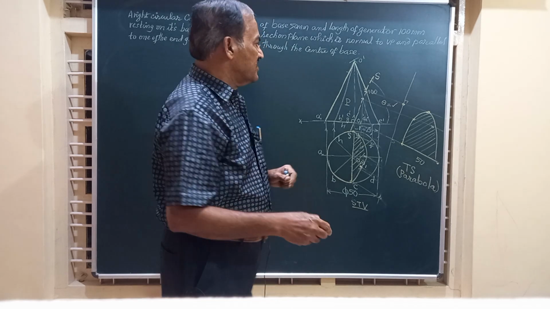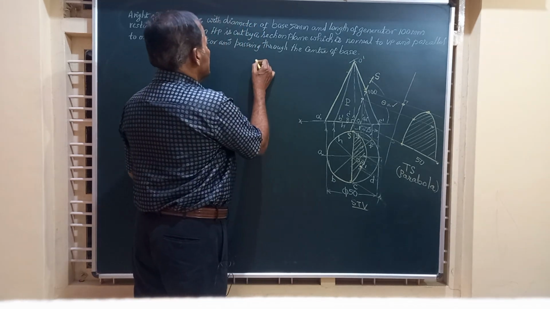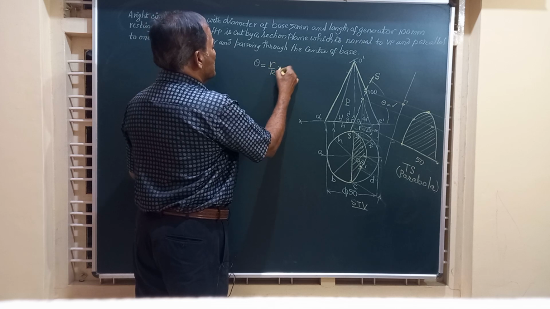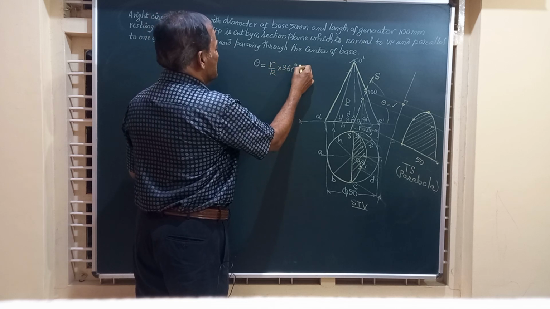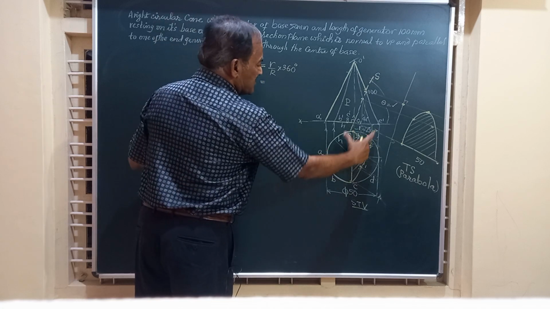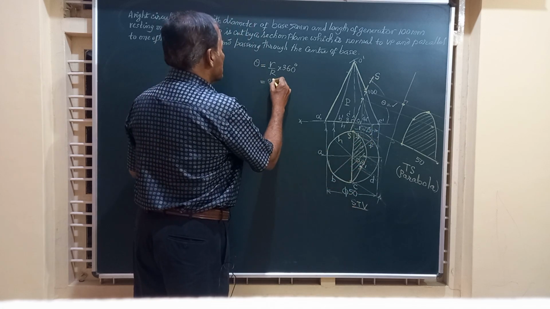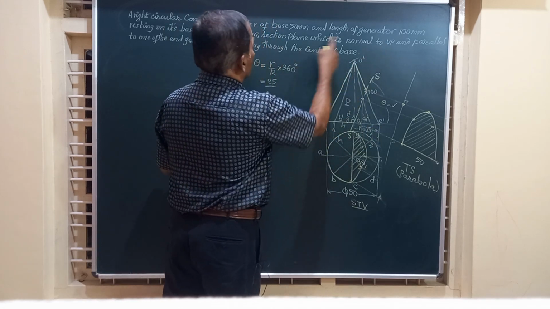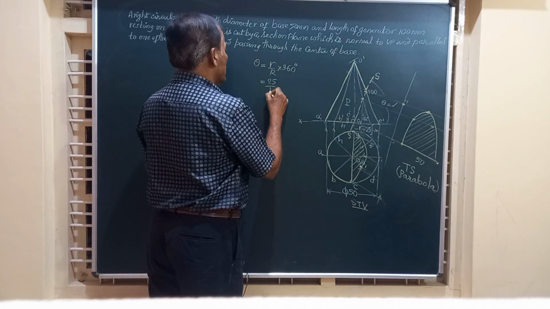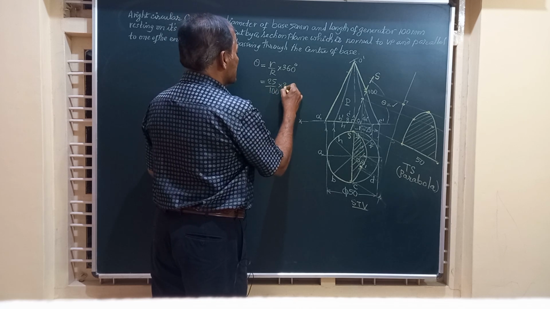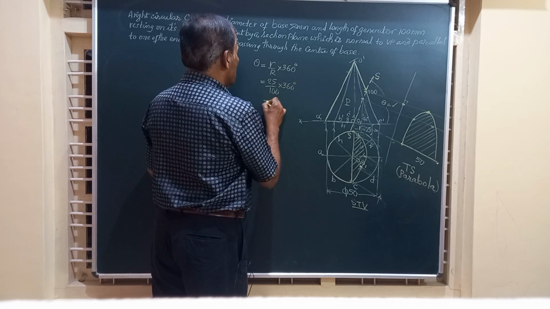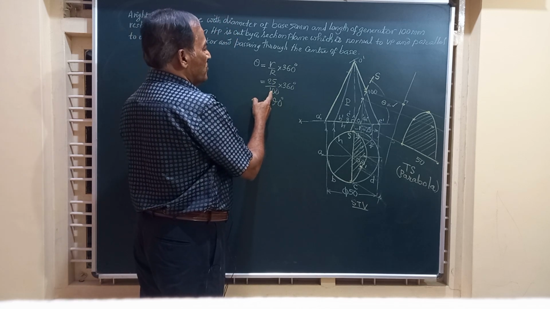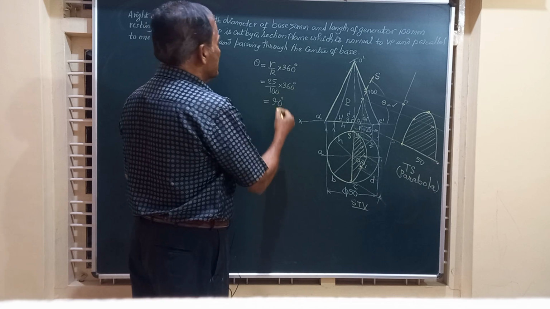That is the true length of the generator. So the angle theta, the included angle, is given by the formula r by R into 360. Friends, r is given to be, this is diameter 50, radius is 25, and the length of the generator is specified in the problem as 100 mm, multiplied by 360 is going to work out as 90 degrees, because this is 25 by 100, which is 1 by 4, into 360 is 90 degrees.